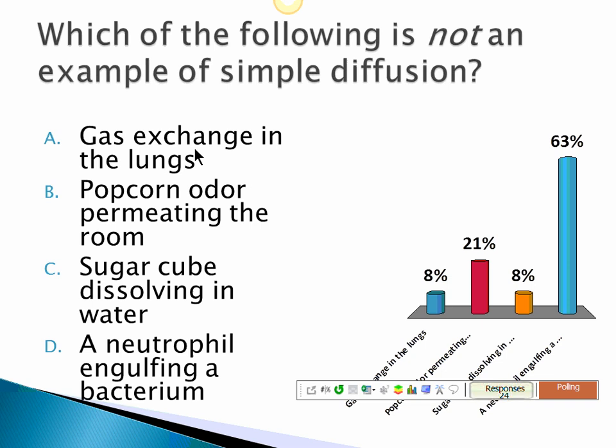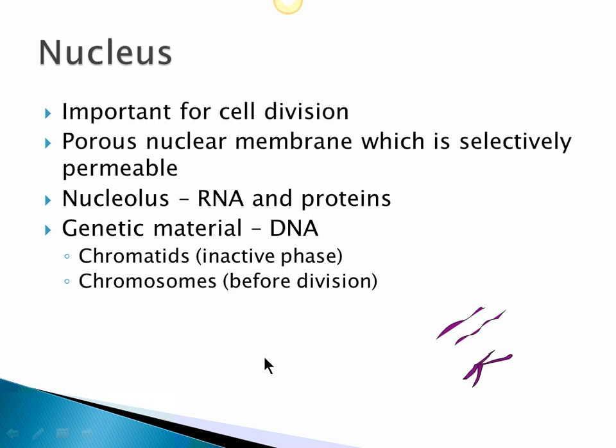Let's look at cell organelles now. We begin with the nucleus. Very important center. It is the control center, important for cell division. Nuclear division is known as mitosis. So mitosis is nuclear division. Mitosis is a part of cell division, and it is very important. If you didn't have a nucleus, you would not be able to divide.